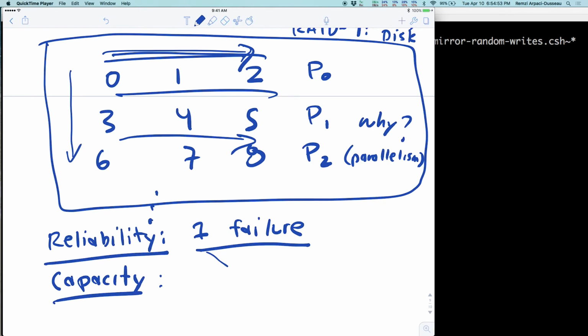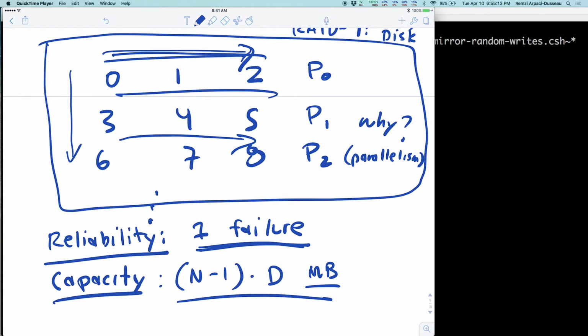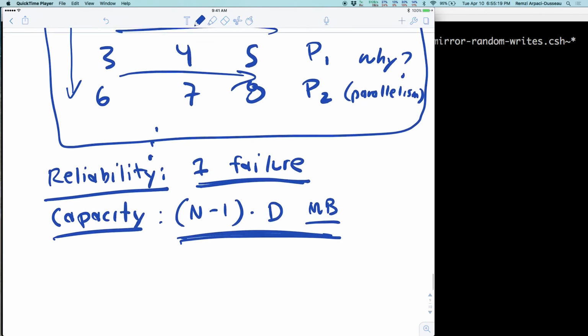Capacity here is good, right? It's n minus 1 in this case times d, say, megabytes of space or gigabytes or whatever. And so, compared to our mirrored system, this is much better capacity, right? It has similar failure characteristics in that really we can tolerate one failure in either system, even though you could get lucky in the mirrored one, but it has much better capacity property.